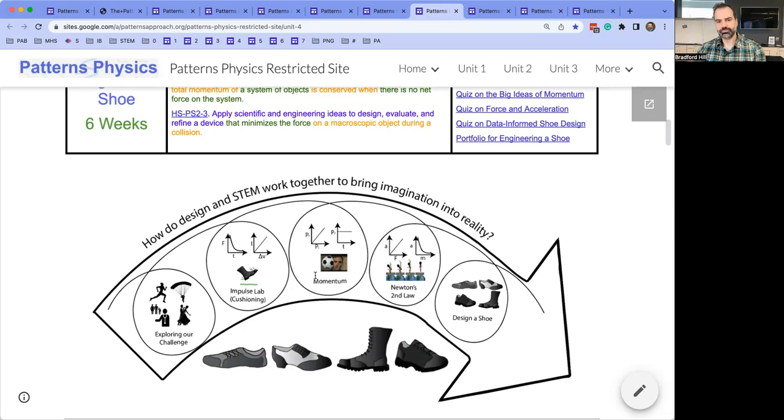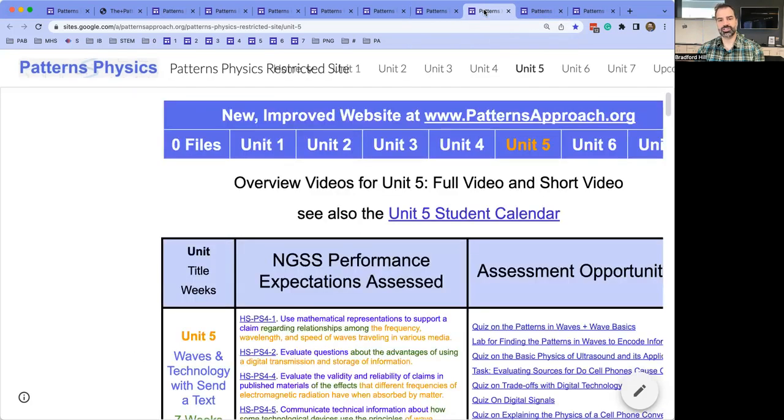Then we have a loop or task on momentum, one day themed around several high-speed videos, then Newton's second law, so important in there, and then putting it all together. There is so much informational text going on in this unit too. This is the big lift for informational text. They have to put together words, two tables, and a graph all together to make their data-informed decision for their final shoe design.